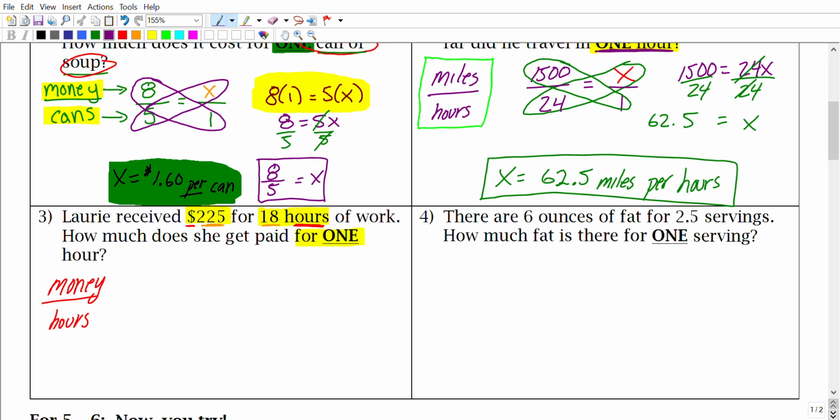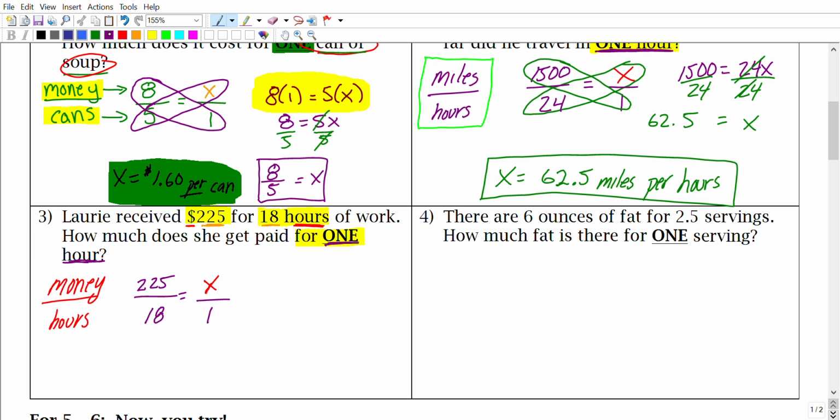So let's go ahead and write that. 225 over 18. We have to set up our proportion because we want to know how much for 1 hour. And hours goes in the bottom, so I'm going to put the 1 down there. And we are looking for how much money. So that's going to be my x.